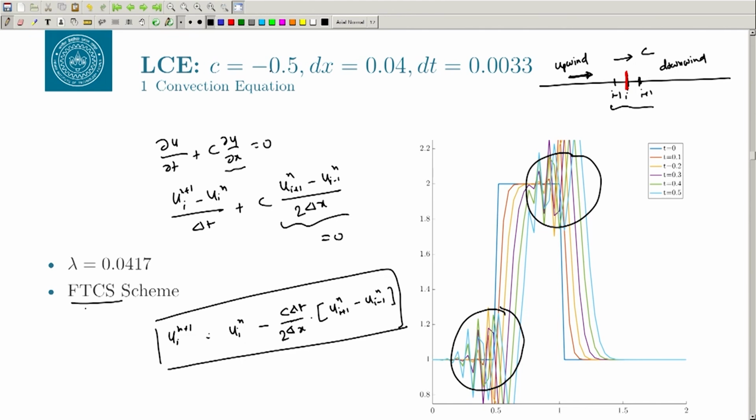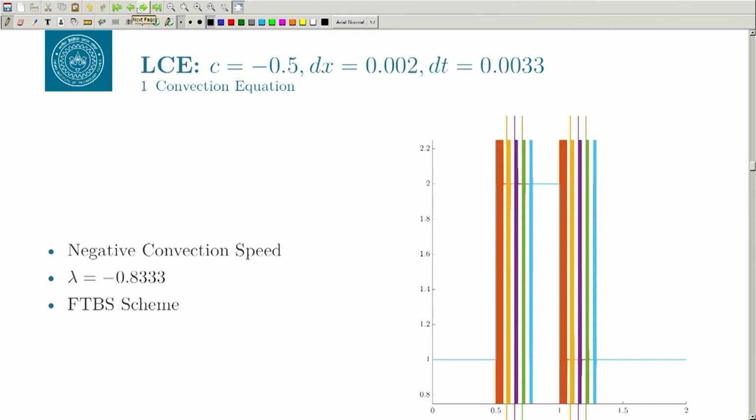This is FTCS. Okay. So, that is why it blows up, because you are taking the information from the downwind also, where information has not travelled yet. This is basically c equal to minus 0.5, but you are using FTBS only, forward in time, backward in space, like we have been using earlier for c equal to 0.5, and you can see that still the solution is blowing up.